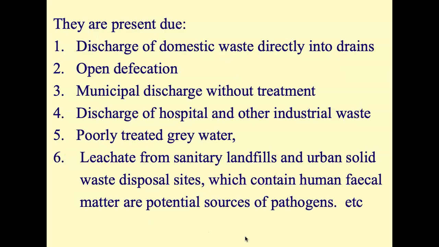How do pathogens come about in wastewater? Pathogens come about in wastewater through 6 different ways, and they could even be more. We have the discharge of domestic waste directly into drains. When people openly defecate, there is a municipal discharge without treatment into our drains. There is a discharge of hospital and other industrial waste. There are some poorly treated grey water, and even leachate from sanitary landfills and urban solid waste disposal sites that could have some human fecal matter as potential source of pathogens.